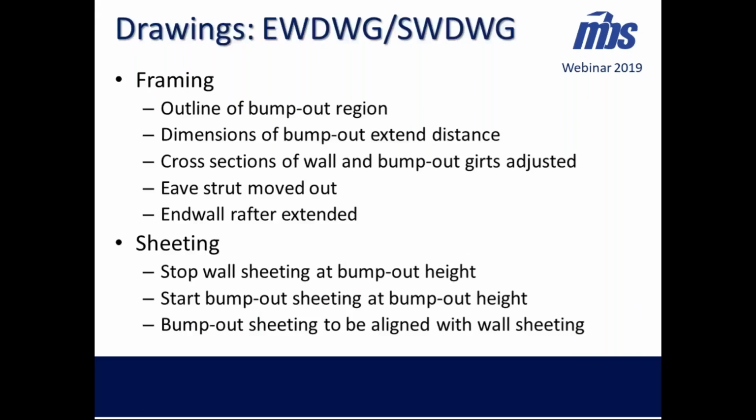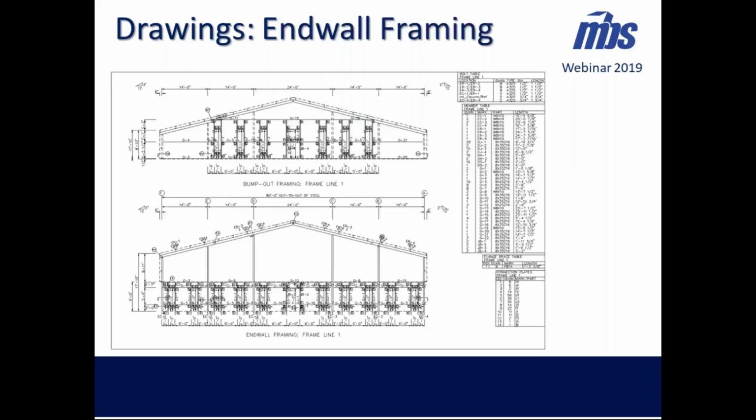So the Endwall drawing and the Sidewall drawing, we had to make some changes for framing and sheeting. Some of the common things you can think of is we had to draw the outline of the bump out, put some dimensions on there to indicate the extent, cross sections of the walls, bump out girts adjusted, eave strut moved outward, your Endwall rafter extended due to the bump out on a sidewall, stop your sheeting and show it for the bump out, and put the sheeting aligned with your wall sheeting scenarios on the drawings.